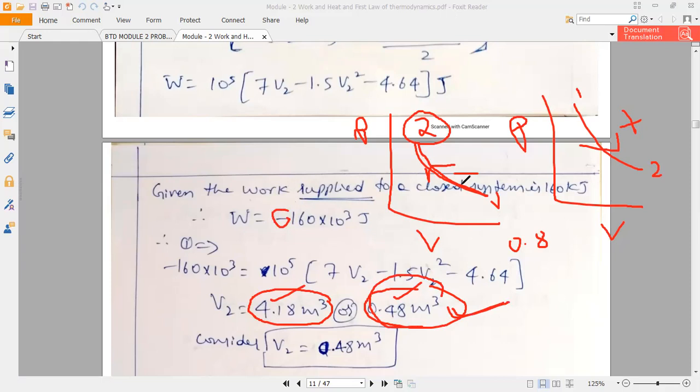Suppose work done by the system is given. This becomes positive, so the final volume should be greater than the initial volume. But here the work is negative. That represents compression, so the final volume should be less than the initial volume. So the final volume 0.48 is less than 0.8. You take 0.48 as the correct value.